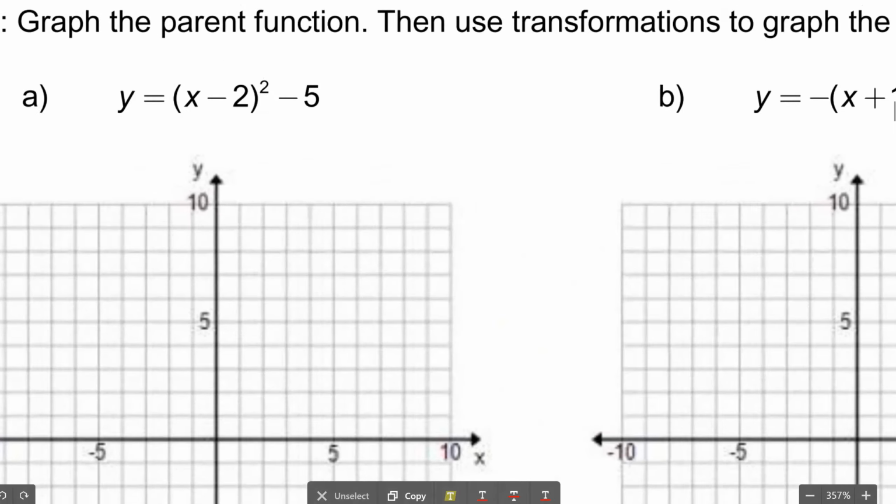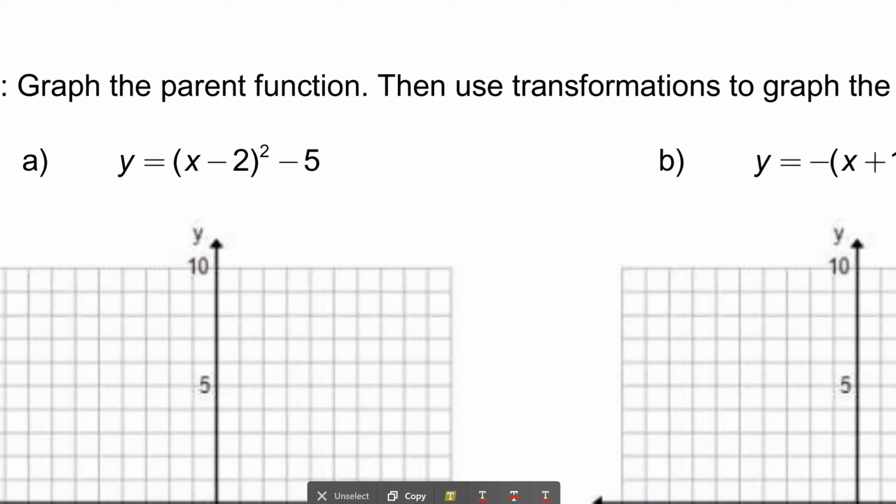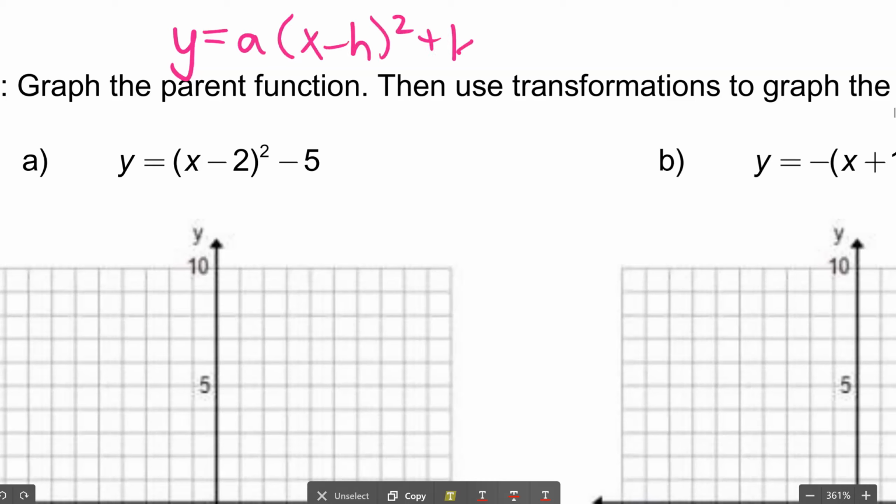Okay, so vertex form literally tells you the location of the vertex. So vertex form is y equals a times x minus h squared plus k. This will be written on the board for you, just like this. It doesn't say vertex form by it, but there's two ways to write it.